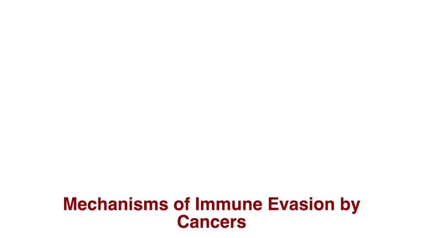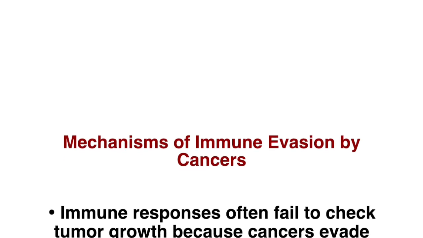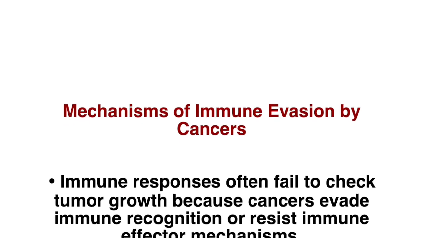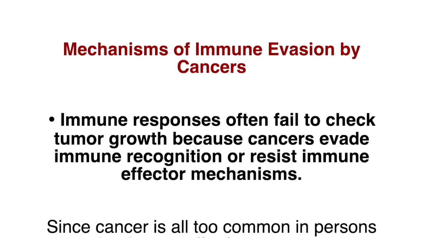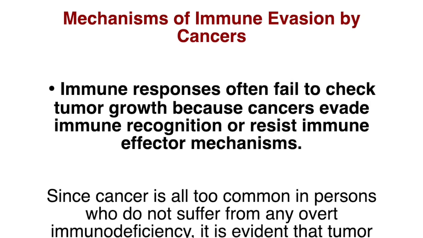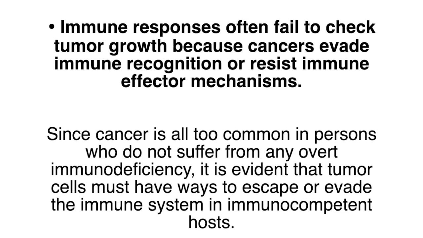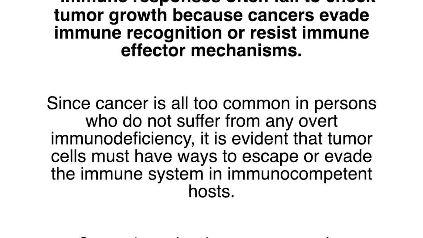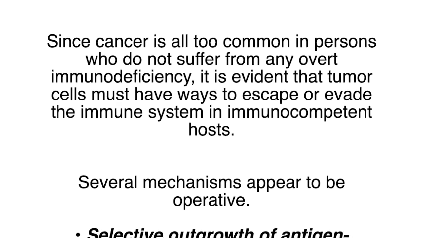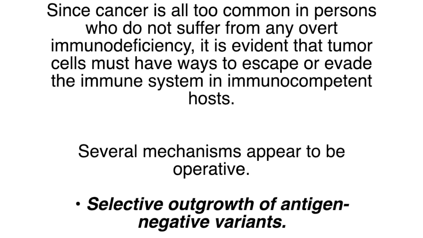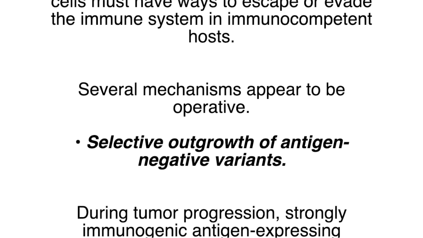Mechanisms of immune evasion by cancers. Immune responses often fail to check tumor growth because cancers evade immune recognition or resist immune effector mechanisms. Since cancer is all too common in persons who do not suffer from any overt immunodeficiency, it is evident that tumor cells must have ways to escape or evade the immune system in immunocompetent hosts. Several mechanisms appear to be operative.